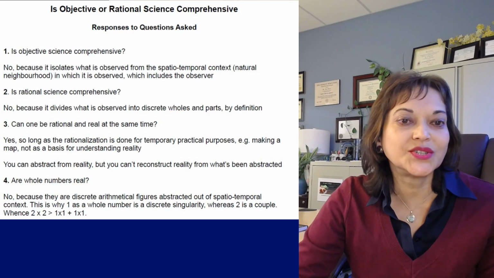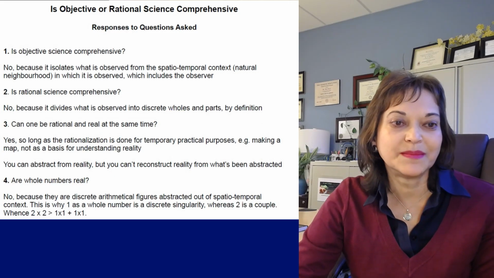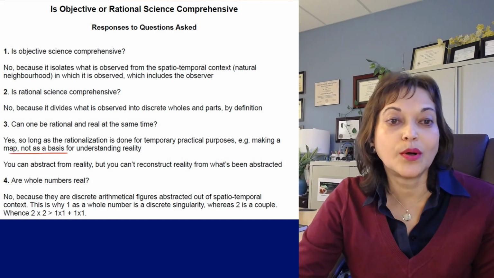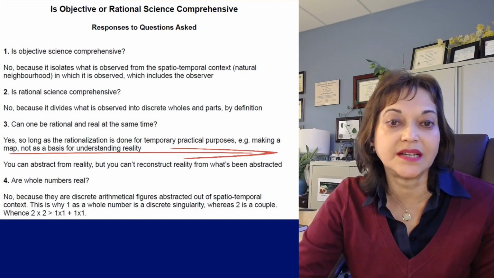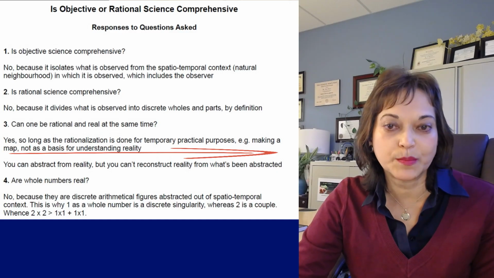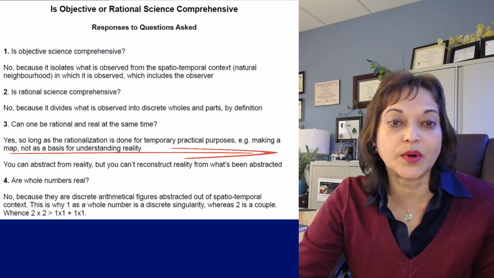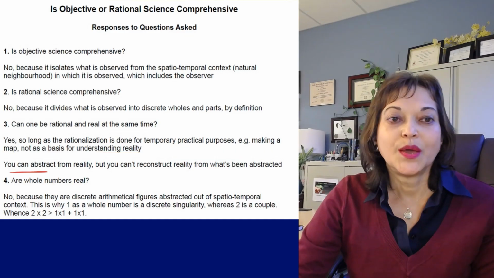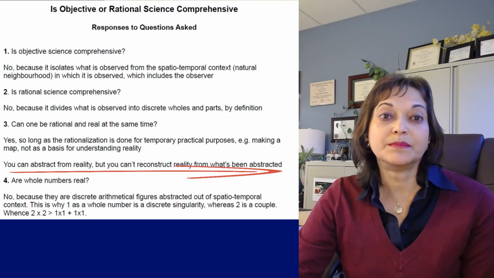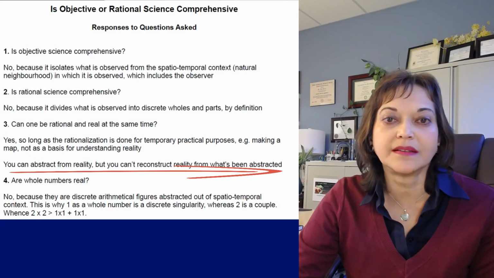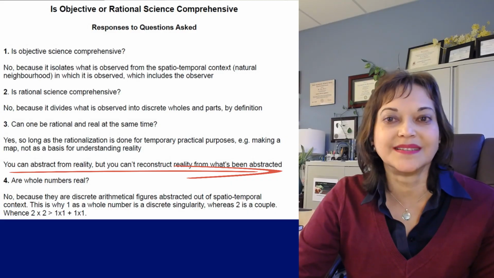Can one be rational and real at the same time? Alan: yes, so long as the rationalization is done for temporary practical purposes. For example, making a map, not as a basis for understanding reality. You could abstract from reality, but you can't reconstruct reality from what's been abstracted.